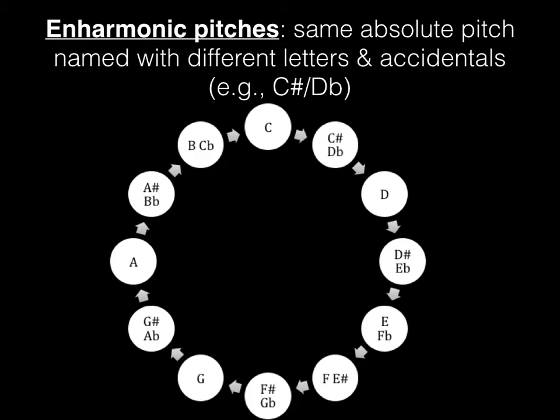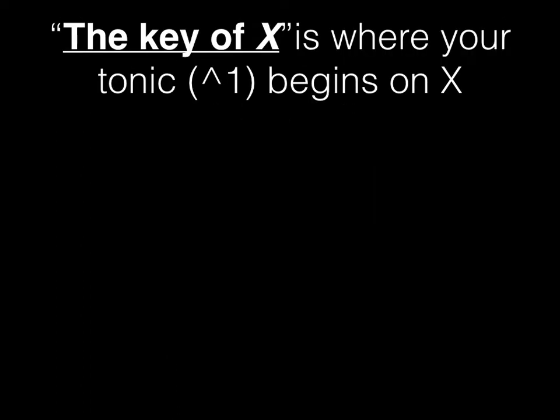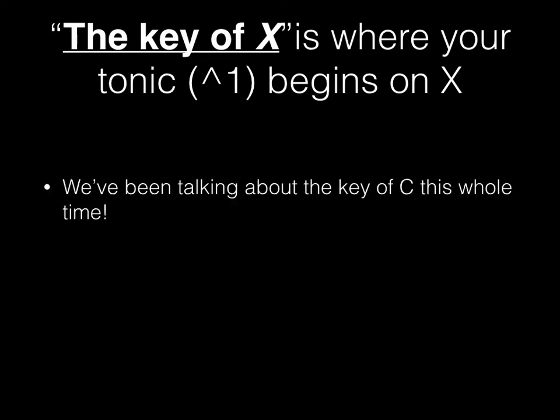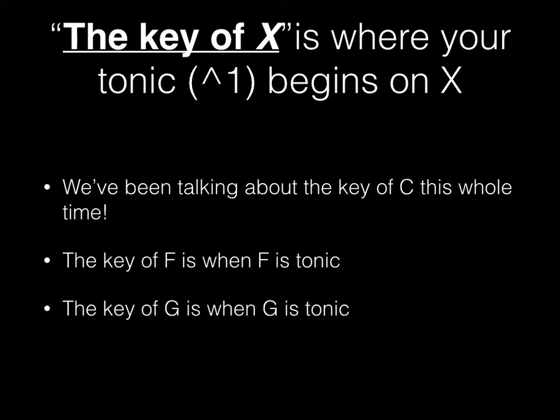Enharmonic pitches are the same absolute pitch named with different letters and accidentals. So C sharp and D flat are the same note with just different names. That slot in between C and D, you can either call it C sharp or D flat. And then this idea of the key of blank, where your tonic, scale degree 1, begins on some pitch. So we've been talking about the key of C this whole time because all of our scale degree 1s have aligned with C. But the key of F would happen when F is tonic, when F starts your scale. The key of G is when G is tonic.